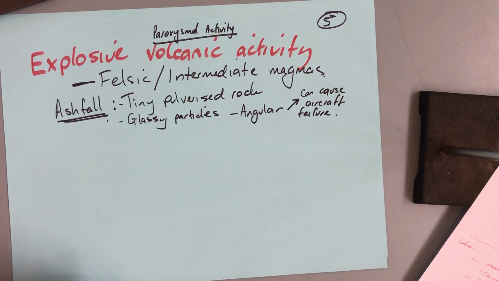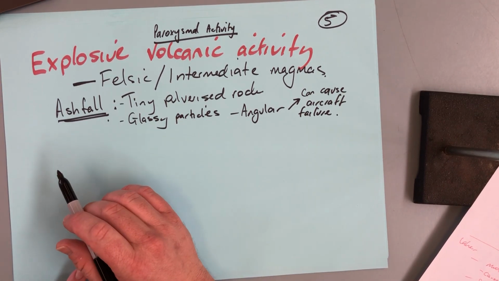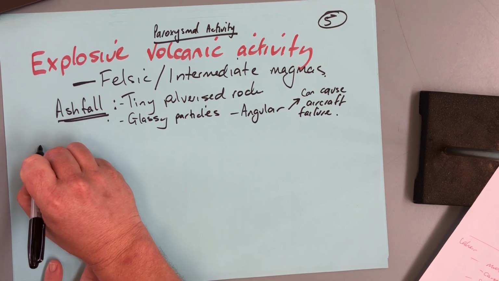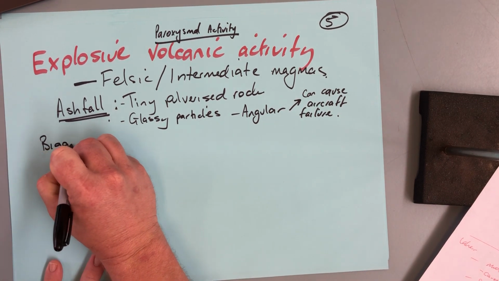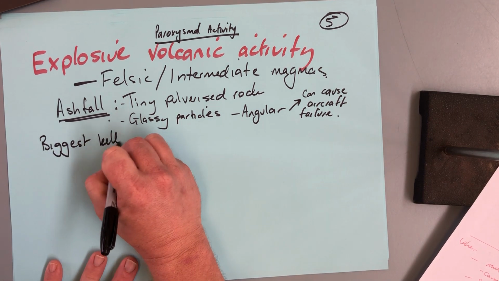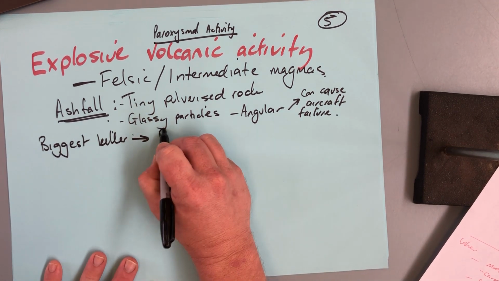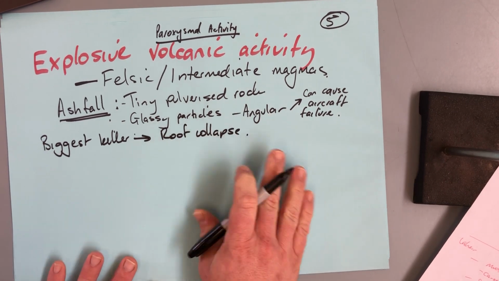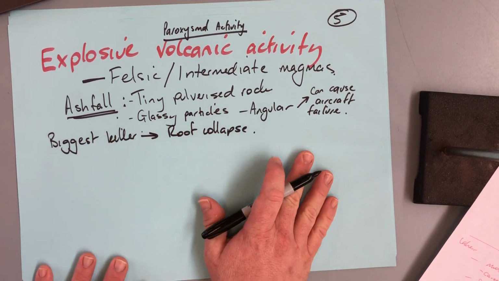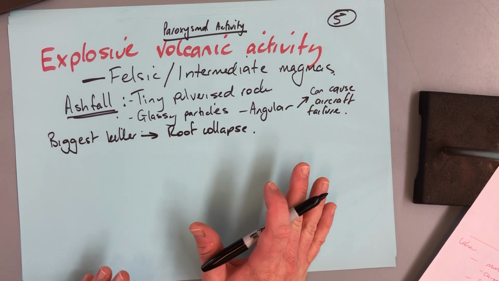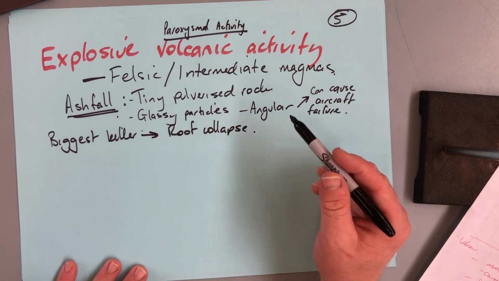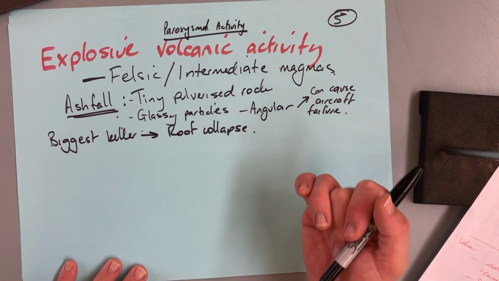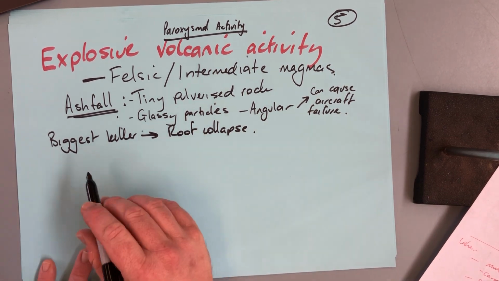Like I said to you before, one of the ways that ash is the biggest killer is causing roof collapse. The ash builds up on top of the houses, and you have to remember that ash is basically crushed rock. If you're getting 1 to even 2 meters of ash building up on top of a roof, that's 2 meters of solid rock that sits above there.